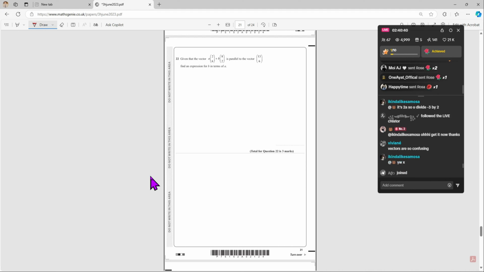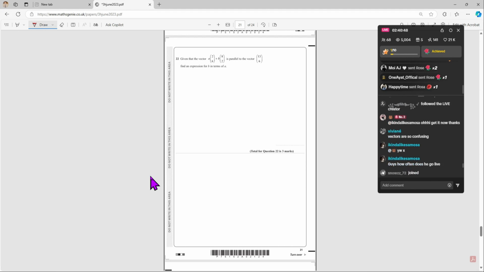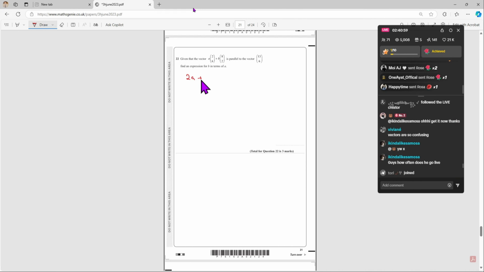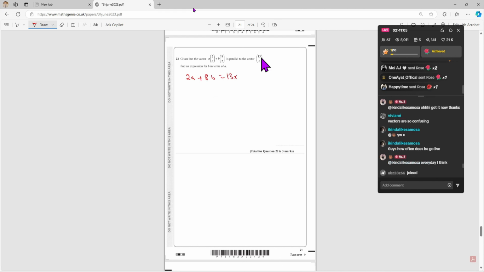This type of vector question is quite confusing, actually. So you would do 2a plus 8b, so this part over here, 2a plus 8b, gives you 13x. We're going to label this 13x, okay? As you can see, it has given you 13x.